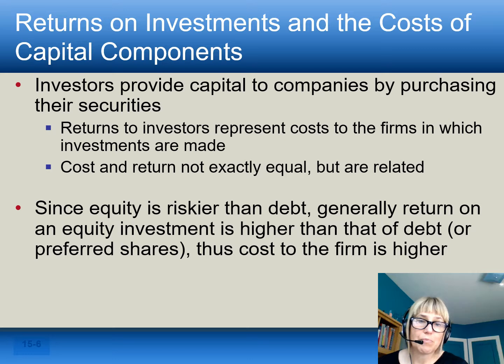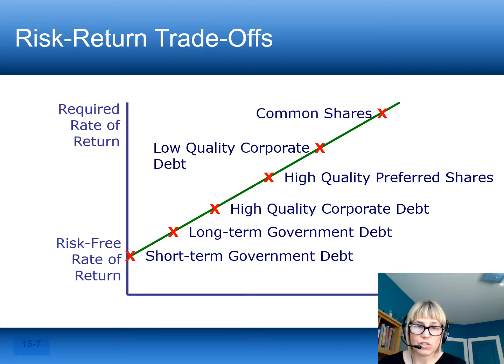Investors provide capital by purchasing their securities, but they expect returns. Since equity is riskier than debt, the expectation of return should be higher. So it's a continuum from inexpensive to expensive. Here's a nice graph that illustrates that. We've got the risk-free rate of return on the far left. You remember this looks a lot like the securities market line, right?